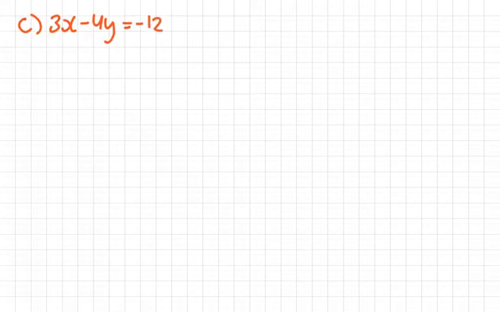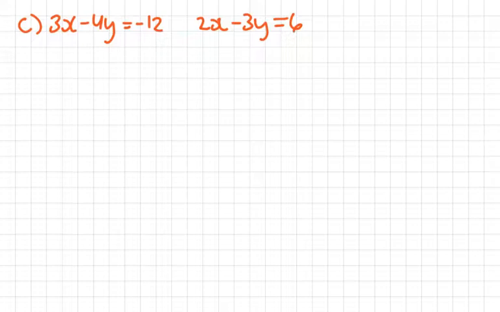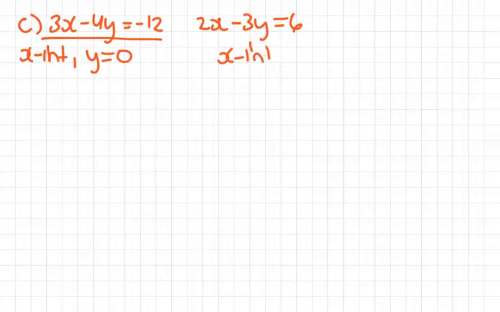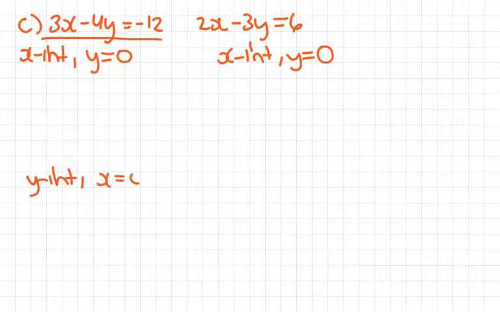All right, C. 3x minus 4y equals negative 12, and 2x minus 3y equals 6. So for this one, it's going to be easier to graph it using the x and y intercepts than to use y equals mx plus b form, just because of the form that it's given to us in. So I'm going to find the x-intercept when y equals 0 for both of them. And then later I'm going to find the y-intercept, which is when x equals 0.